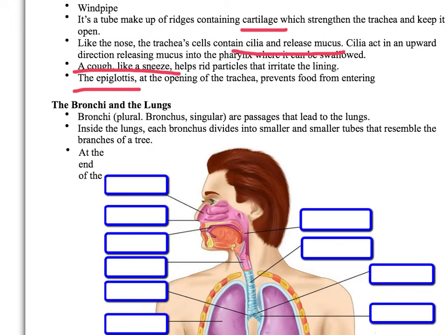The bronchi, or the bronchus, singular, are passages that lead to the lung. They're divisions of the trachea, and they actually divide into smaller and smaller tubes that kind of look like a tree.